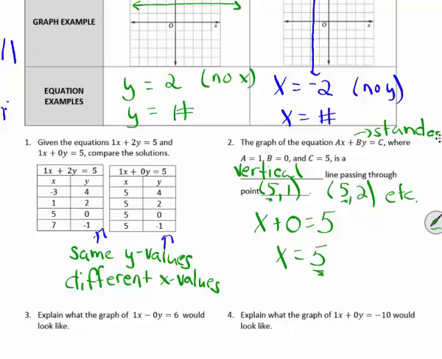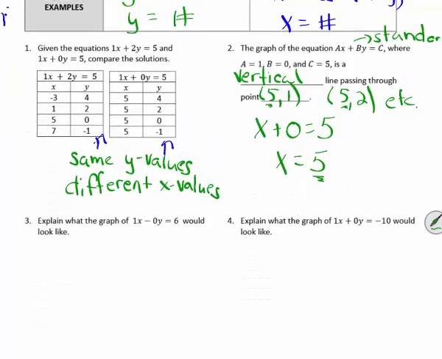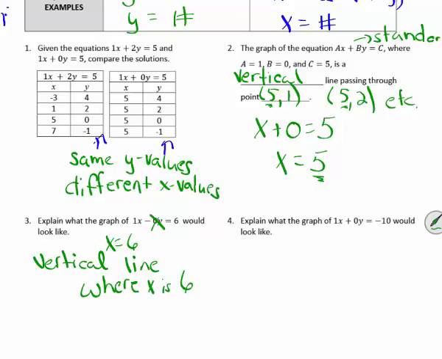All right, explain what the graph of 1x minus 0y equals 6 would look like. So I don't have any y's, I have x equals 6. So this is going to be a vertical line where x is 6. Explain what the graph of 1x plus 0y equals -10 would be. So again, I don't have any y's. I have x equals -10. So this is also going to be a vertical line where x is -10.